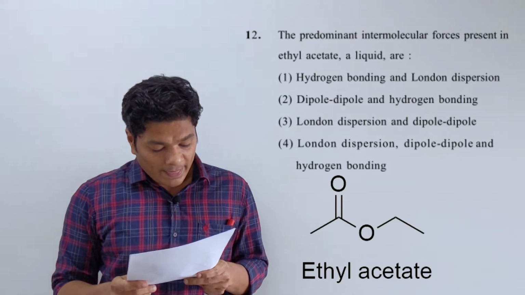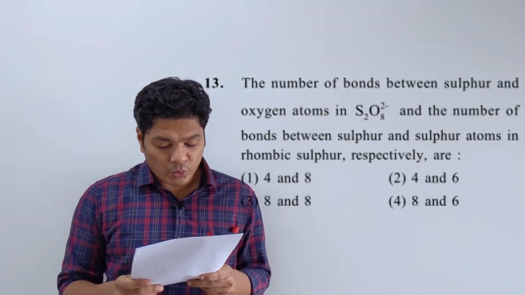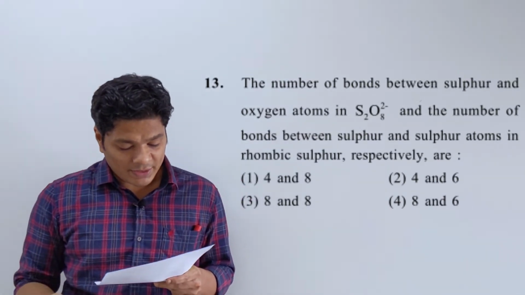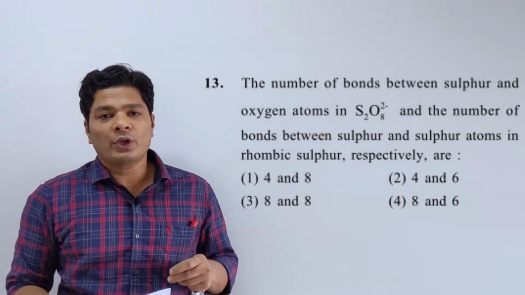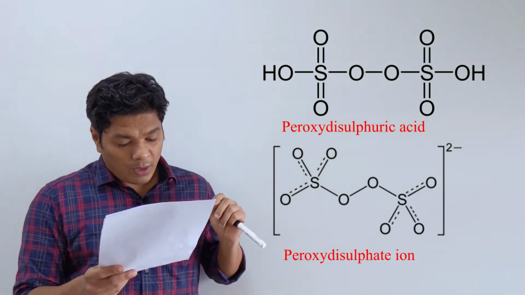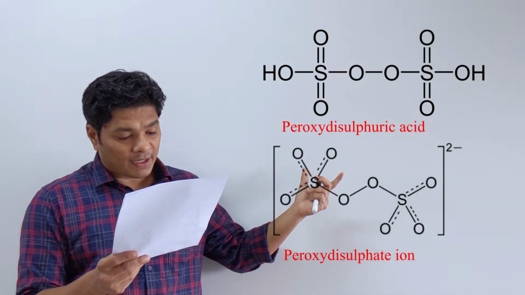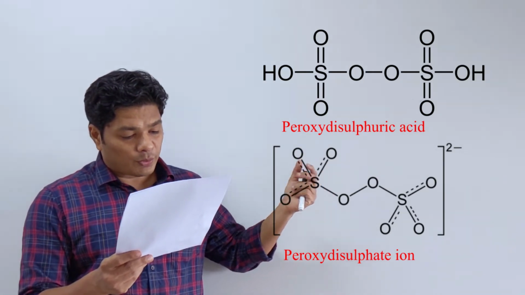Alright. Question 13. The number of bonds between sulfur and oxygen atoms in S2O8 2 minus. We have seen this in class. Now if you see this, we have seen the structure before. Looking at the structure, we can see the number of bonds between sulfur and oxygen atoms in this corresponding compound.